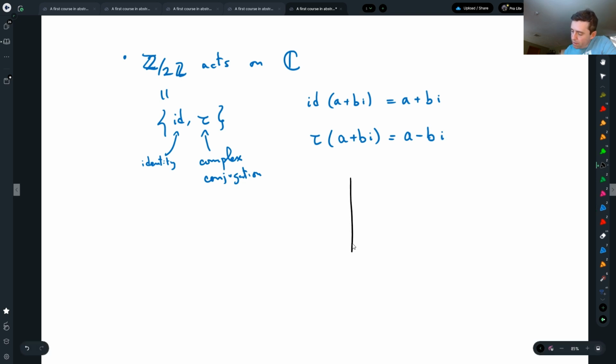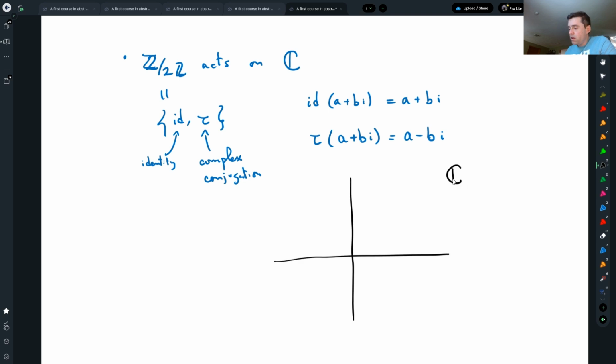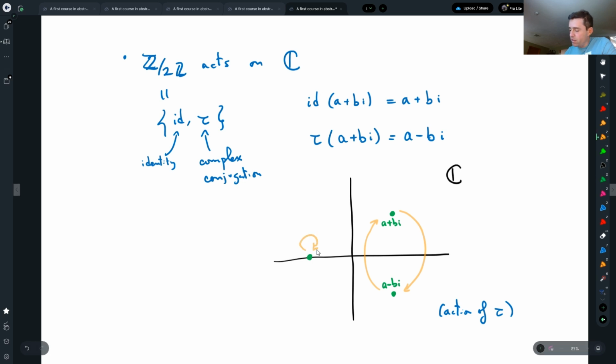If you draw again what's happening in the complex plane, then let's say what is happening with tau. So here I'm drawing the action of tau, of complex conjugation. Then any complex number here is sent to its complex conjugate. So if this is A plus BI, it is sent to A minus BI. So this complex number is going there, and this one is going over there. However, if you have a number on the real line, then those are actually sent to themselves. So if this is just a real number A, then they're being sent to themselves.